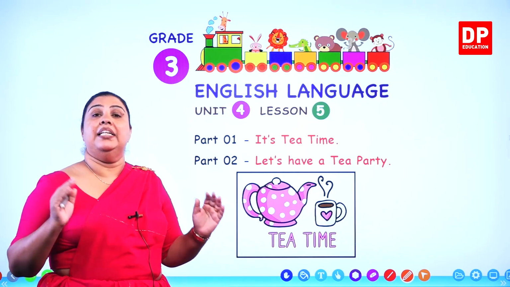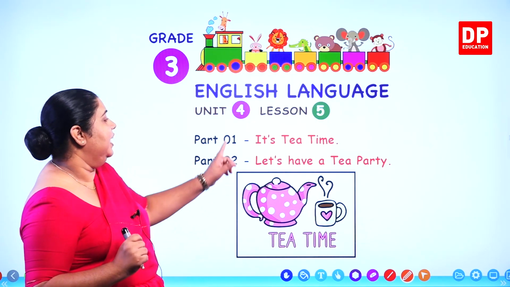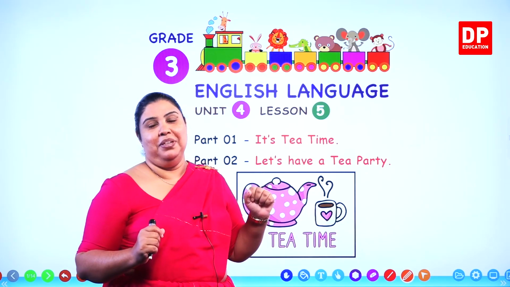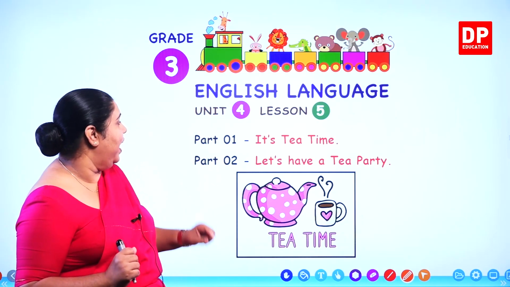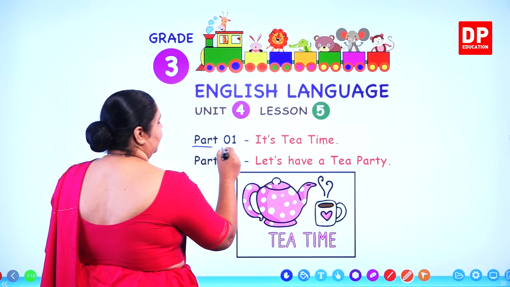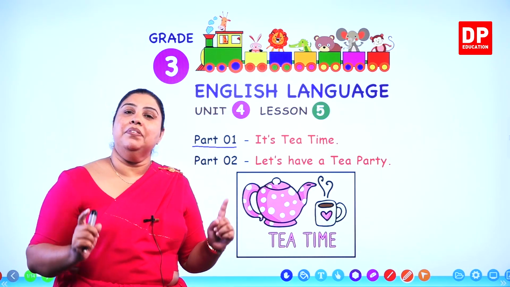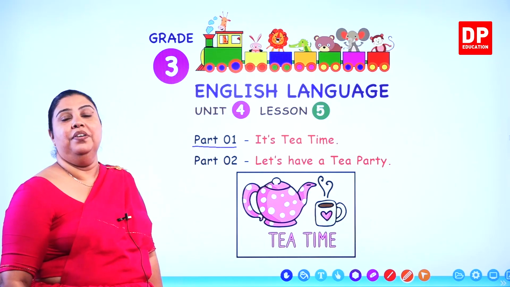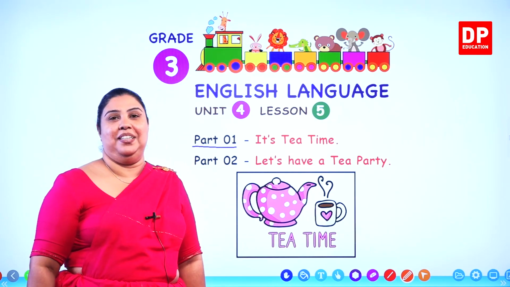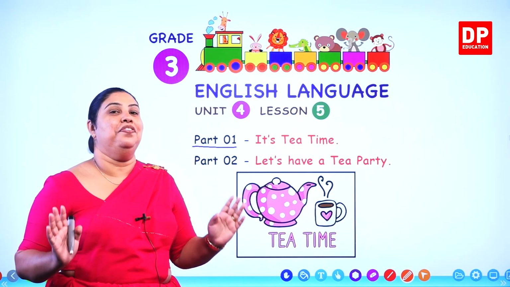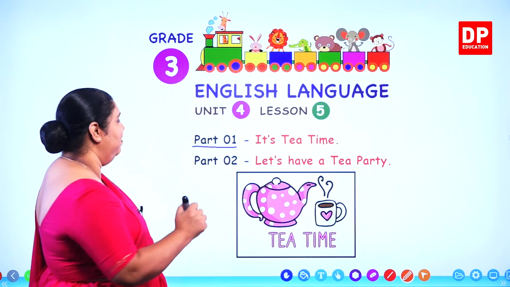So in my lesson number 5, part 1, we are going to talk about it's tea time. It's tea time. Lesson 5 part 1. It's tea time. Lesson number 5 part 2, we will talk about let's have a tea party. That's going to be fun. We are going to have a tea party in our lesson number 5, part 2.